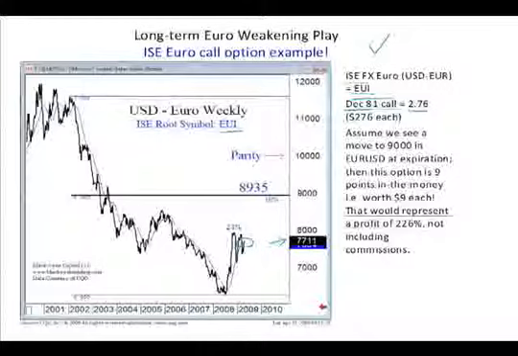This call is priced at 276 was the ask, and again, this may not be updated prices, but these were prices from yesterday. 2.76 means it costs you $276 to buy one of these call options. Again, the beauty of this, they trade in sizes that make these call options affordable, so you can get access to this market with a very low relative amount of capital compared to some other markets.